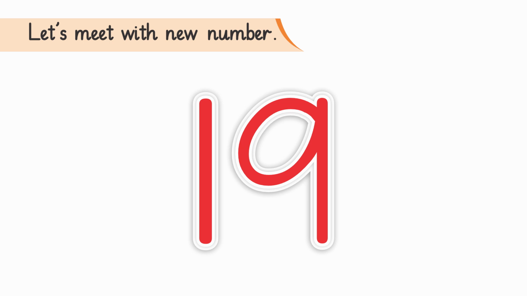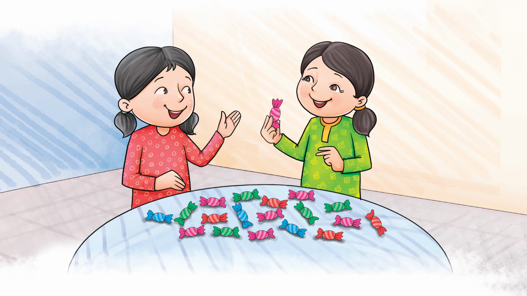Let's meet with the new number. Two friends counted candies lying on the table. 1, 2, 3. There are 19 in total.